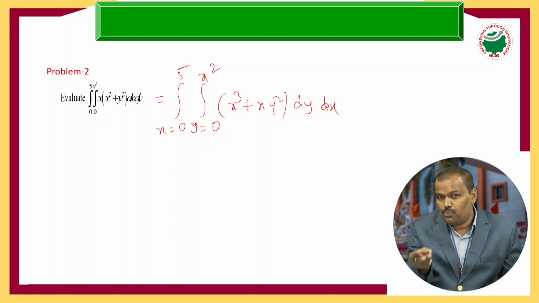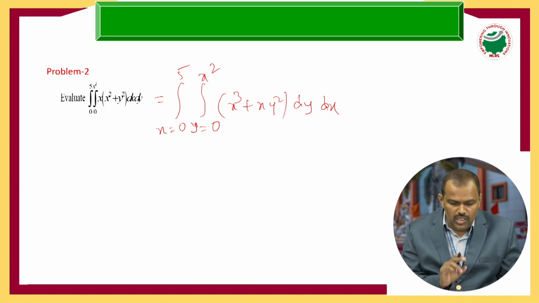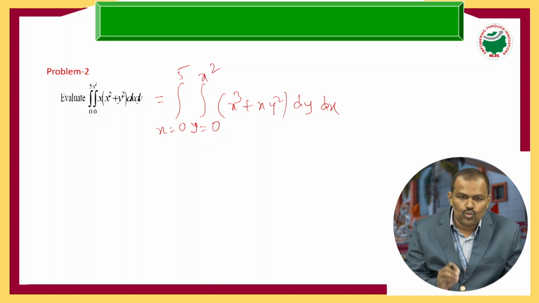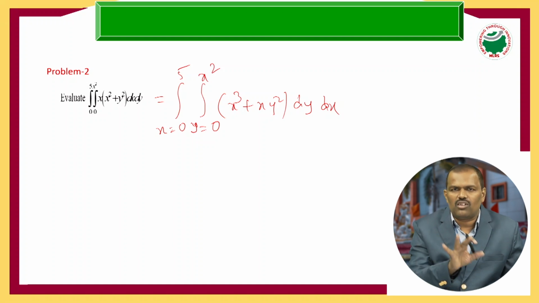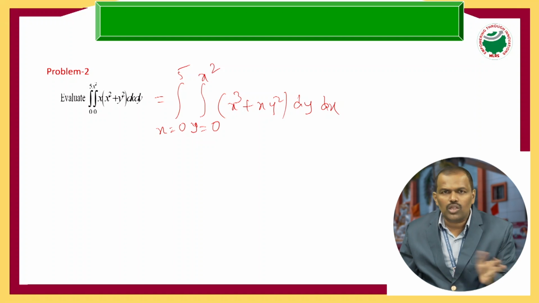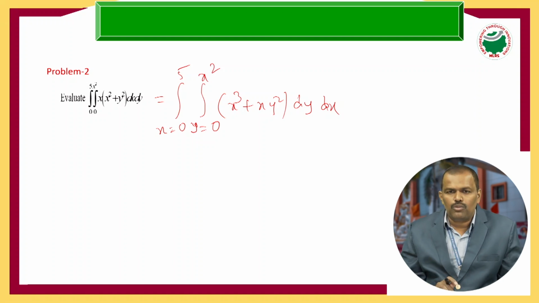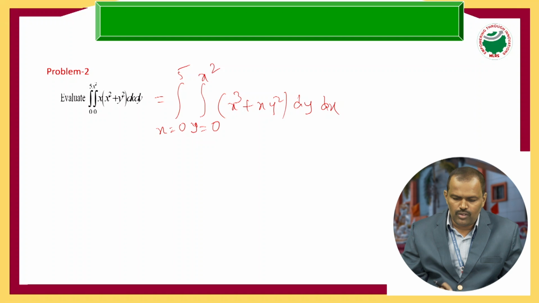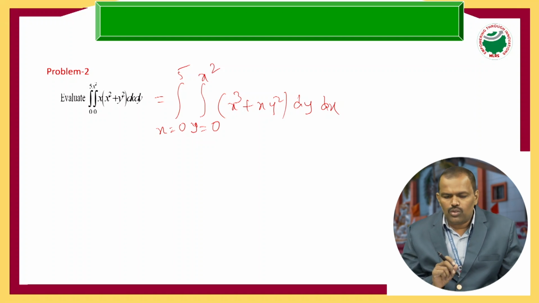Just now I explained the concept of this. Here this belongs to y in terms of x, so x is constant. In the previous problem, both were constants. This problem is concerned with y in terms of x, and x constants. I already explained that. So in this situation, what do we have to do?